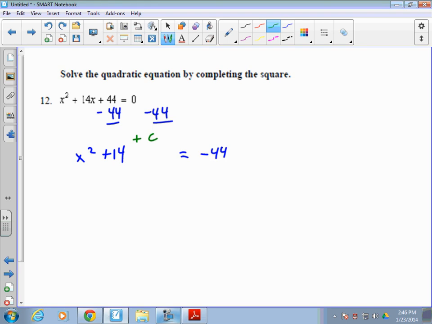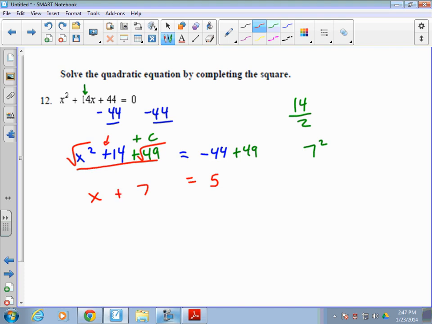Again, find c just like on number 11. Take 14, take the b value, 14x, divide it by 2 and get 7, and square that. 7 squared is plus 49. If you add 49 to that side, you got to add 49 to the other side or it'll mess the balance up. So when we combine these two terms, negative 44 and 49, you get positive 5. And when you take this perfect trinomial and you make it into a binomial squared, that's what it means to complete the square. Take the square root of this and it gives you x. Take the square root of this, it gives you 7. The sign in front of b tells you plus, goes in the middle of them. So x plus 7 squared equals 5.